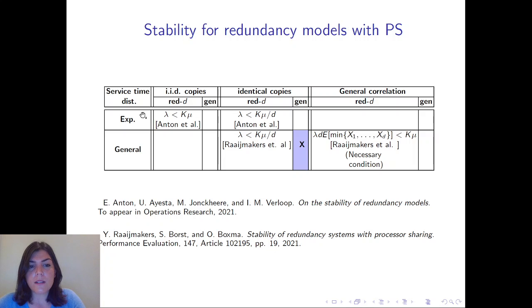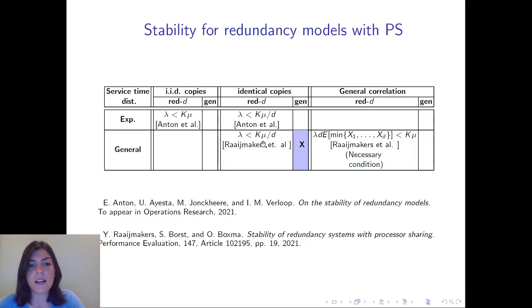We show also that when copies are instead identical copies, this stability condition reduces to lambda needs to be smaller than k times mu divided by d. And you observe that this coincides with the stability condition of a system where all the copies need to be served. And also that the stability condition decreases in the number of copies d.